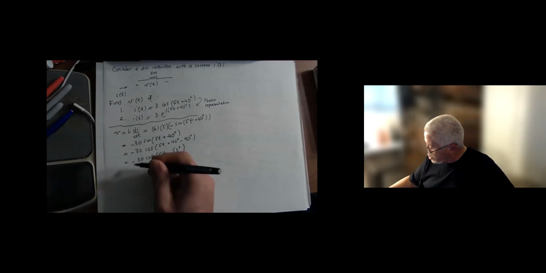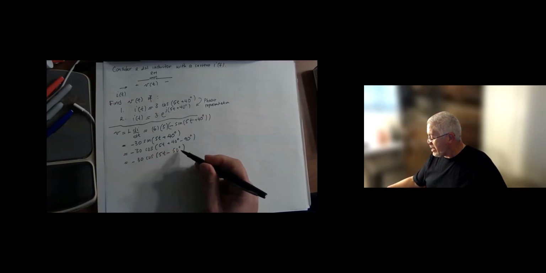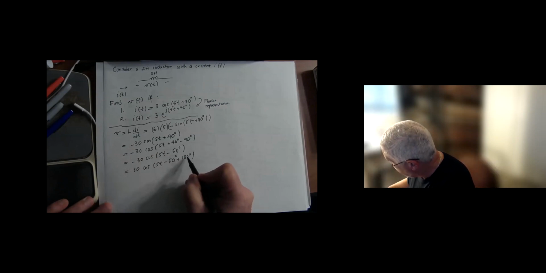The other thing I'm going to do, I'm going to subsume the minus sign here by adding 180 degrees in the angle so that I can get rid of the minus sign as well. So this is essentially 30 cosine 5t minus 50 degrees plus 180. The minus sign is subsumed by adding 180 in the phase. So what does that give me? That gives me 30 cosine 5t plus 130. Okay, so this is v of t, using the cosine function.